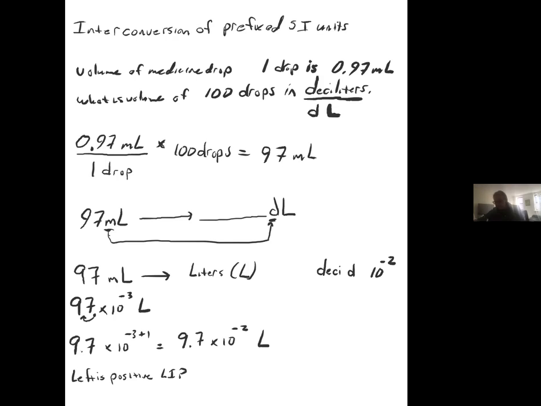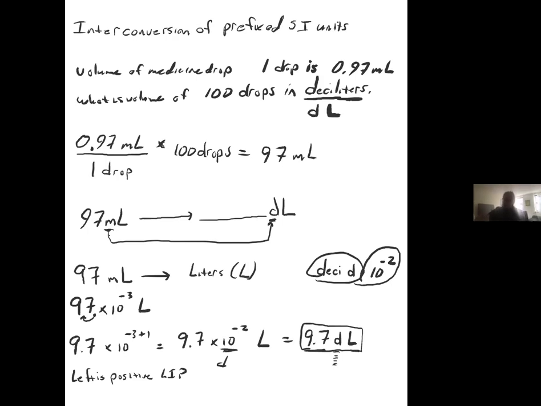And look what you have here. 10 to the minus 2 is deci. So now what I can do is I can say this is deci right here. So that means it's 9.7 deci. Don't forget the liters though, remember? Number, unit, sometimes you have the prefix. So 9.7 deciliters would be our answer right there, okay?